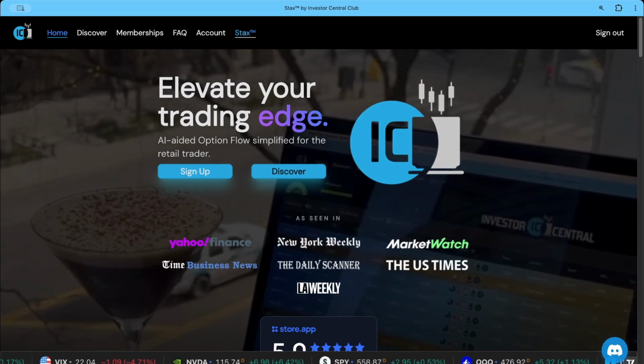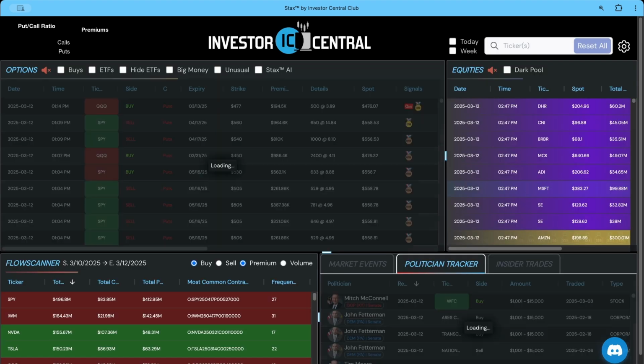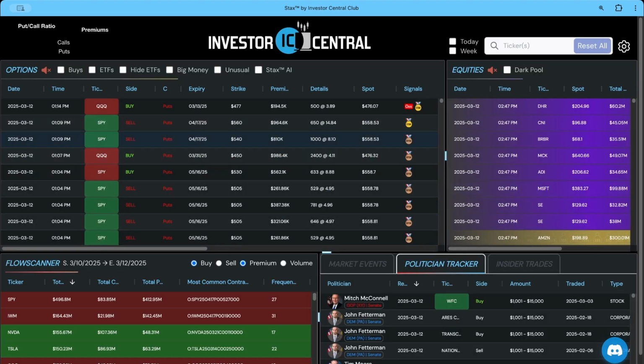For those of you that are already signed up, let's jump into STAX and give you an overview of what the features are. As we go into STAX, you'll see we've got a couple of different boxes here that are separated in terms of the different tools that we offer. This top left one is the options dark pool scanner.